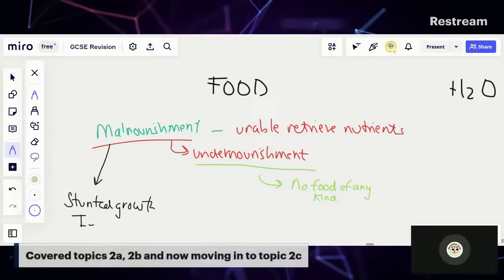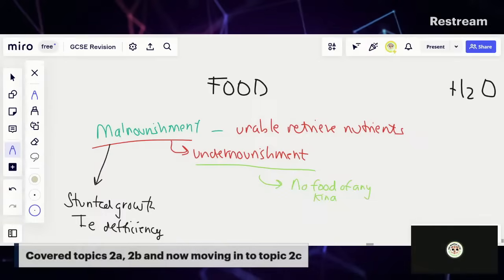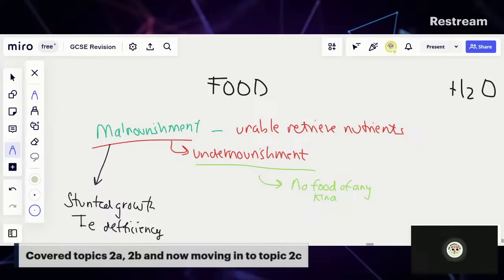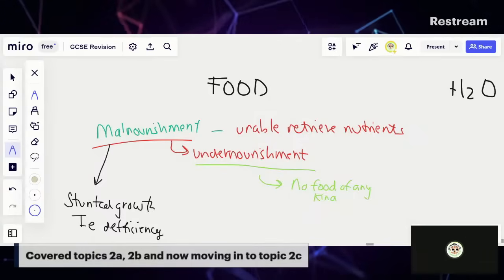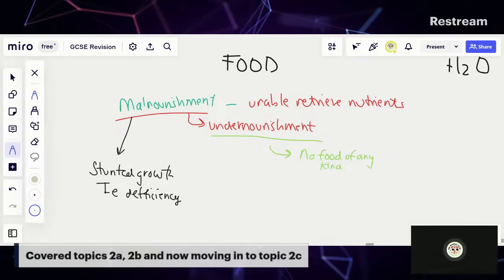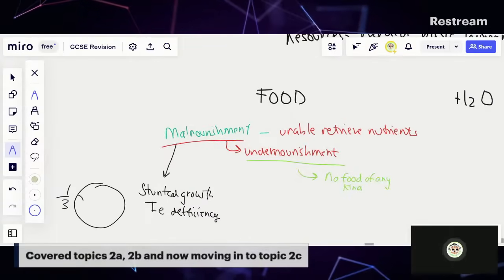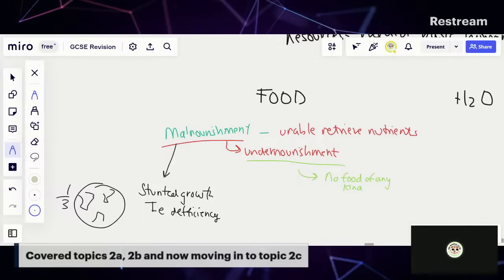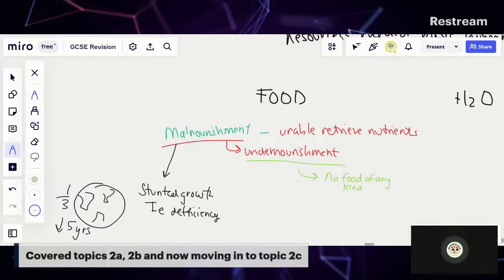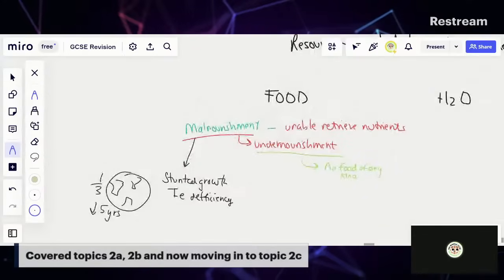Don't get confused with biology's nutrients here. It can cause things like iron deficiency, and it can actually cause people to get ill. Now, one third of all under fives die from diseases linked to malnourishment. So that is actually a massive amount of under 5-year-olds. One third of the world's children that are under 5 years old die from malnourishment. That is a massive amount and shows how impactful malnourishment is.